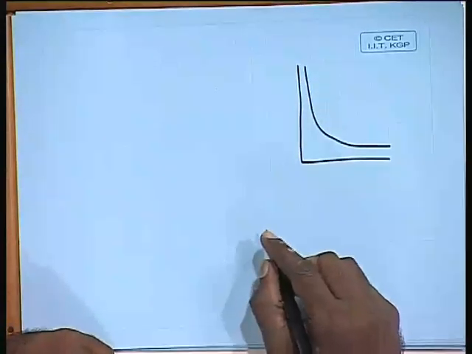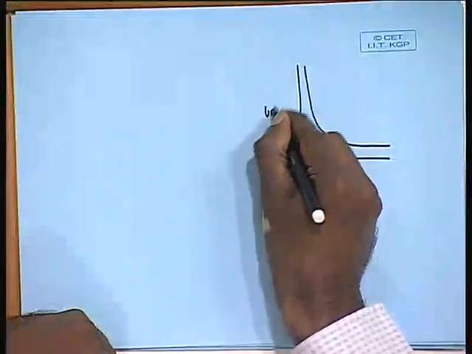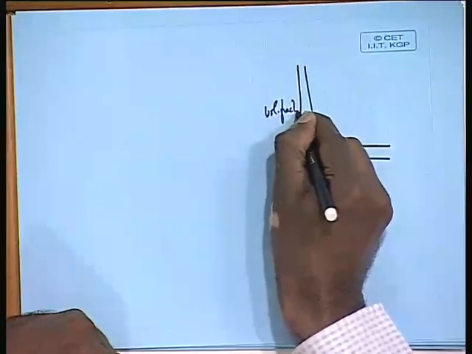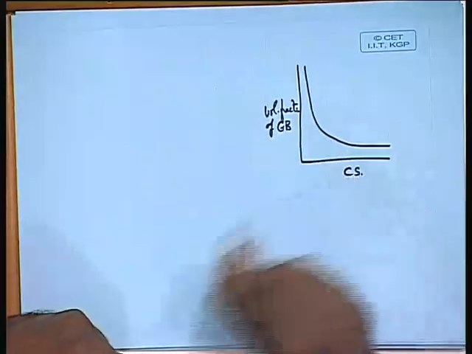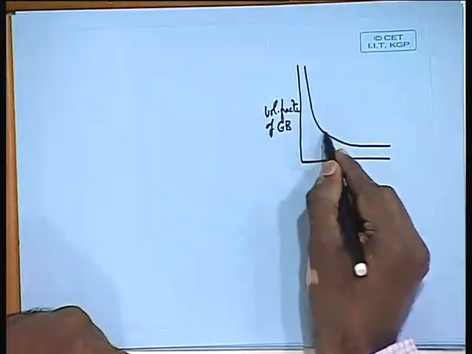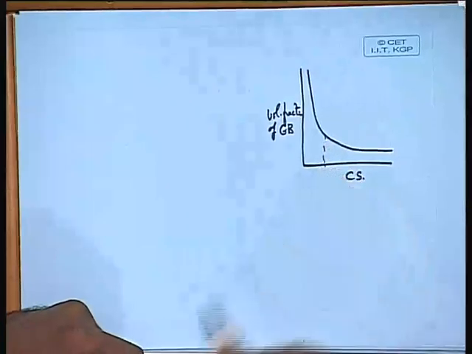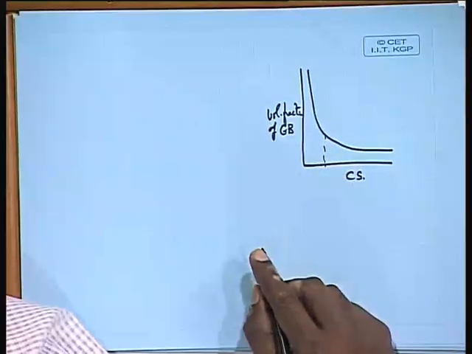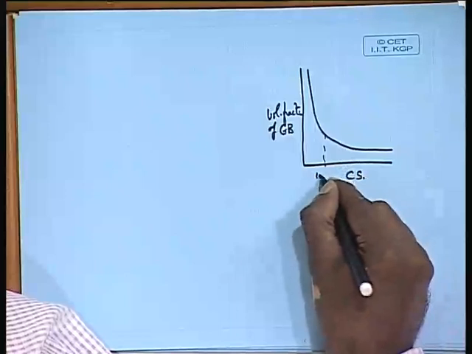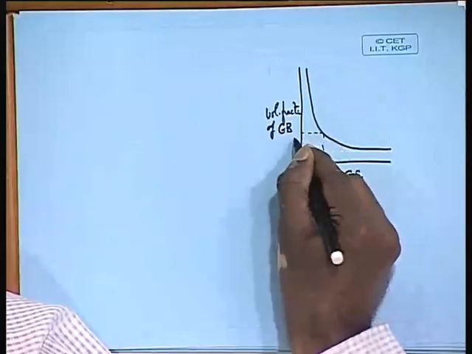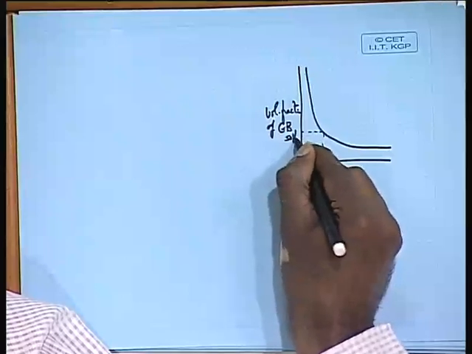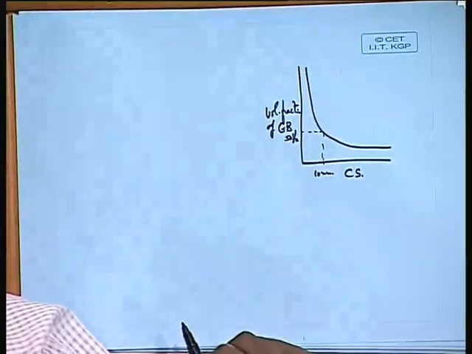kind of exponentially if you talk of volume fraction of grain boundary as a function of crystallite size, and below around 10 nanometers or so, the volume fraction almost reaches about 50%.